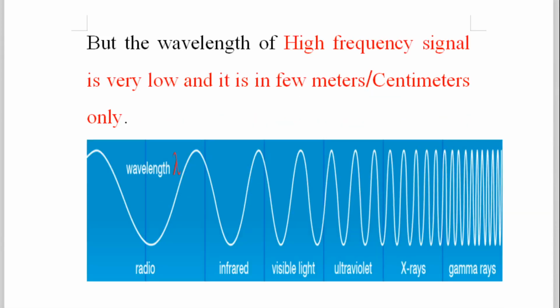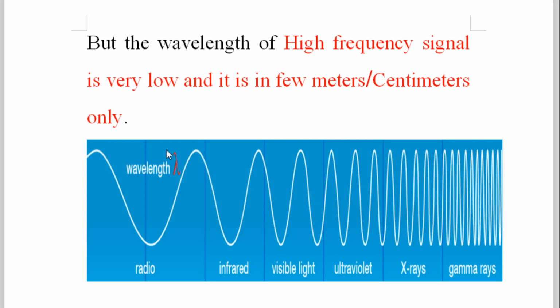So here the relationship is given. Here you can see the wavelength lambda. This is the wavelength lambda, the distance between two adjacent crests, or the distance between two adjacent positive peaks.